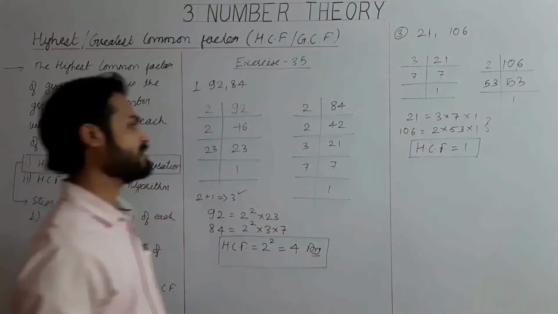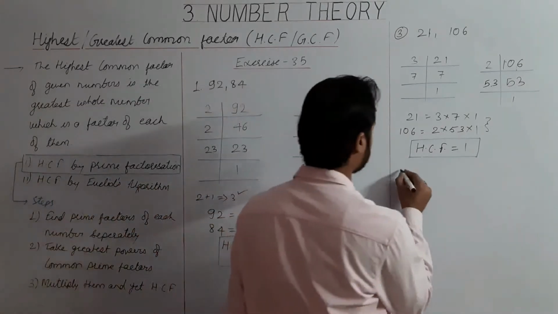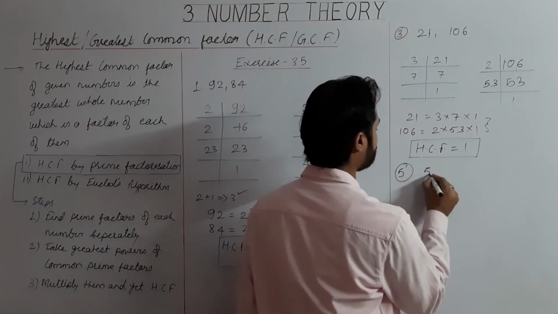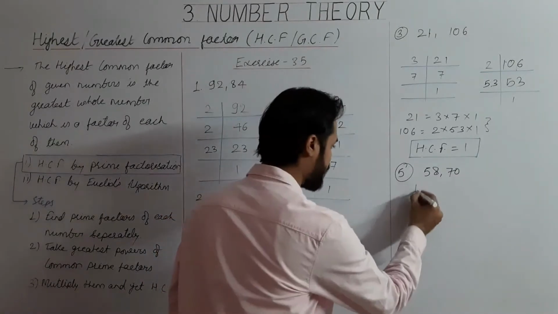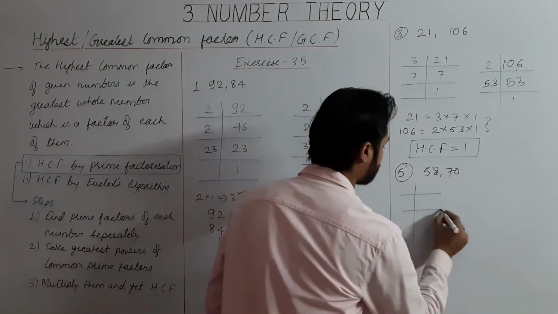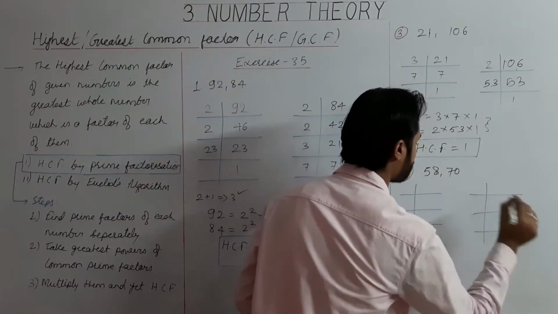1 is the highest number, or 1 is the only number which is a factor of 21 and 106. Next question, question number 5. Given numbers are 58 and 70. Again we have to find prime factors of 58 and 70 separately.